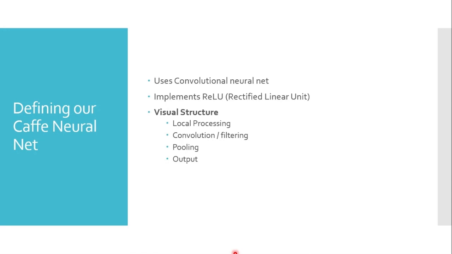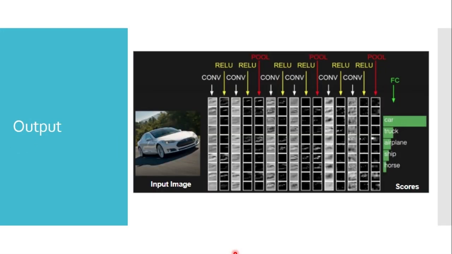The visual structure of our Caffe model involves local processing like resizing and contrasting of the image. The next step is convolution or filtering, that is, implementation of ReLU. Then pooling, which is the part where our neural network learns about the input image, and lastly the output. This is the outcome after implementation of our Caffe model. This is the standard 3-staged neural network. Whenever an input image is put before the neural network for questioning, it compares with all the layers, and lastly the fully connected output scores our input as car.